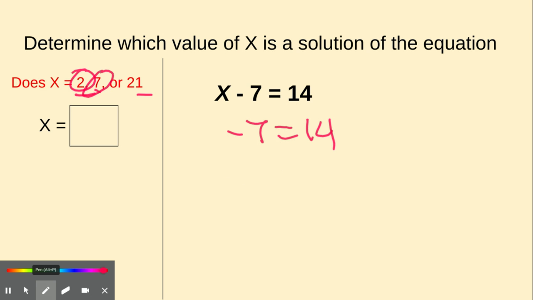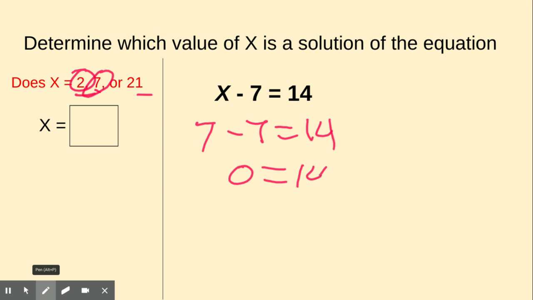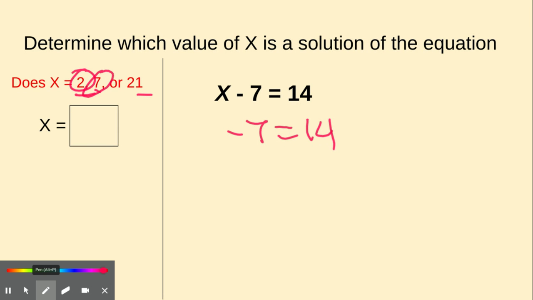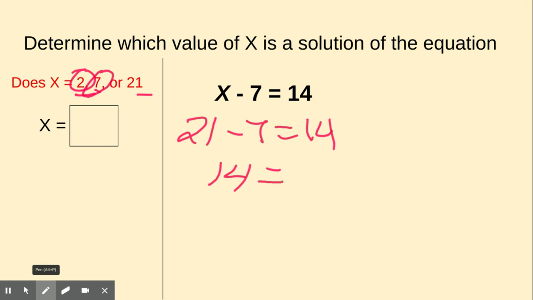Now let's try 7. 7 minus 7 equals 14. 7 minus 7 is 0. 0 is not equal to 14. So we know that x does not equal 7. Does x equal 21? 21 minus 7 is 14. Is 14 equal to 14? Yes, it is. So x would equal 21.